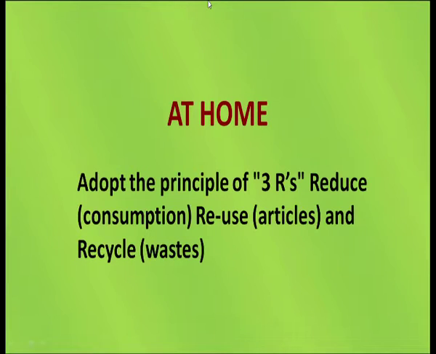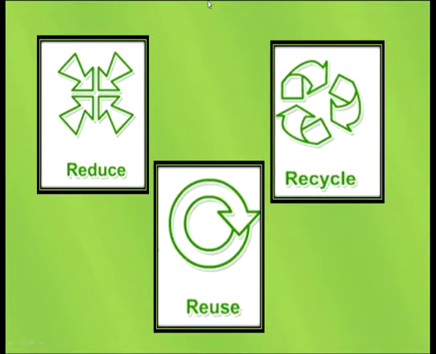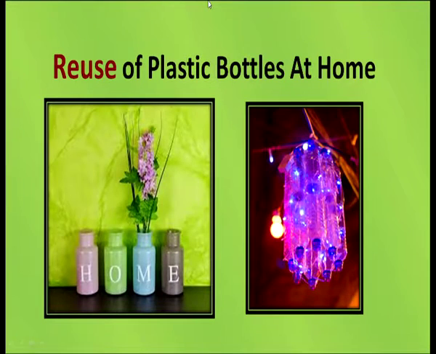So, at home we can adopt the principle of 3 R's: reduce consumption, reuse articles and recycle wastes. The 3R policy helps to prevent environment pollution. So, what are the 3 R's? They are reuse, reduce and recycle. This is a picture showing the depiction of reduce, reuse and recycling. We can use such practices at home by reusing plastic bottles in such ways depicted in the pictures over here.